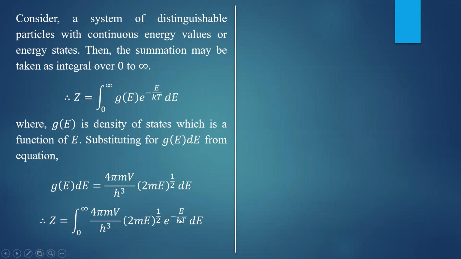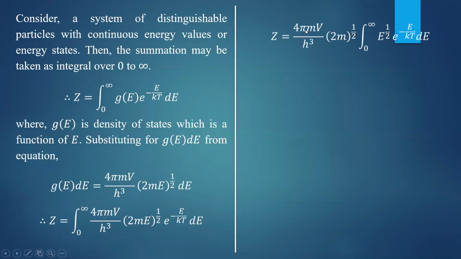Next, we will simplify it further. What are the common constants? You can take it outside. 4 pi mv divided by h cube is constant. 2m to the power half is constant because the mass of the particle is constant. And we have to integrate it over dE. Energy is the variable and all other quantities are constants. So I will take them out.